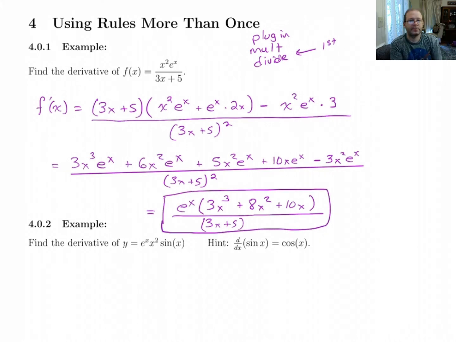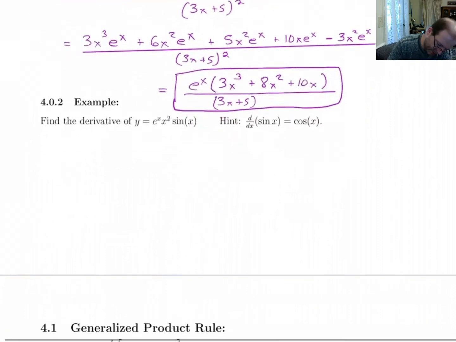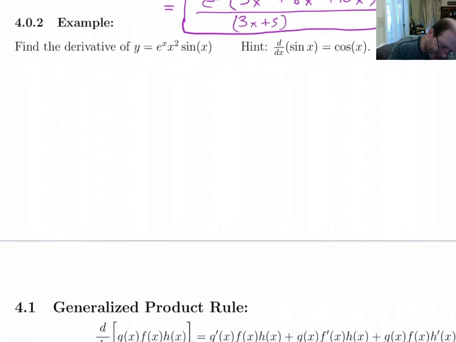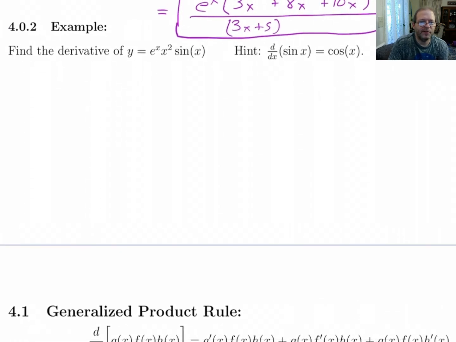All right. Okay, let's look at this one now. Find the derivative of e to the x times x squared times sine x. And we haven't talked about the derivative of sine yet, so I'm just going to give it to you here. The derivative of sine is cosine. So let's take this derivative. Now, what we know so far is how to take the derivative of two things multiplied together. But here we've got three things. So we've got some options here.